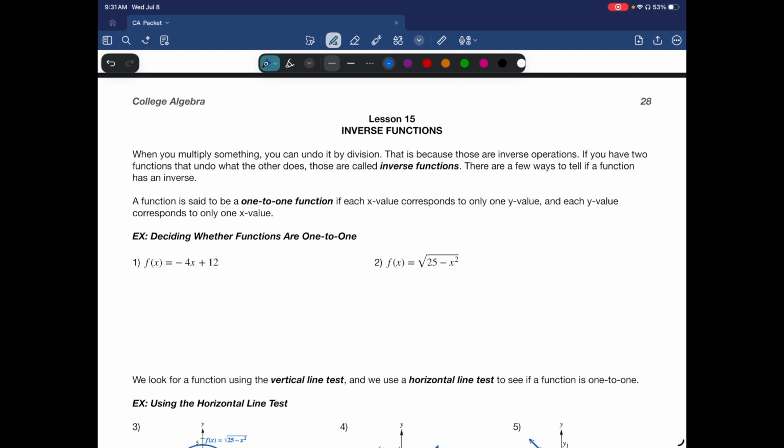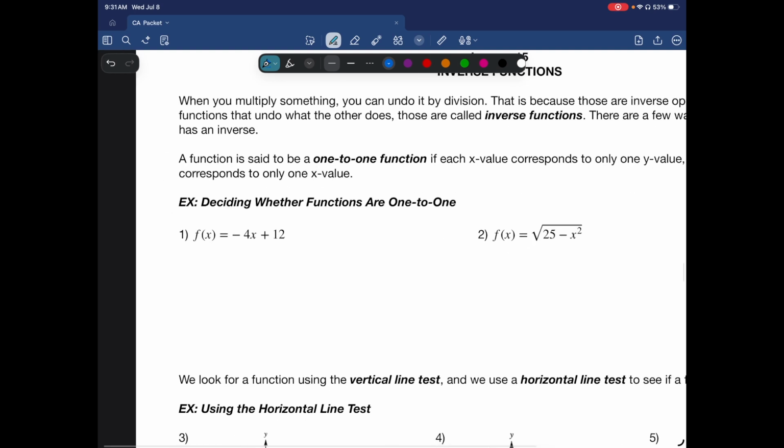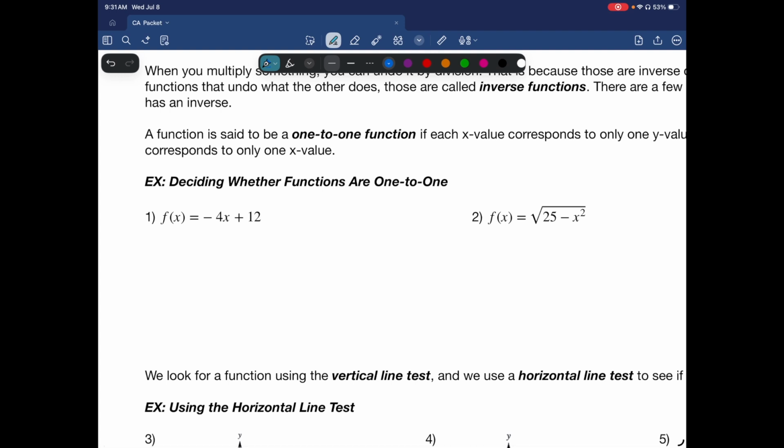Here's what we do. I want to know if f of a equals f of b. That would be negative 4a plus 12 equals negative 4b plus 12. Subtract the 12, and you get negative 4a equals negative 4b. Divide by negative 4, and you get a equals b. This is one way to show that these are one-to-one.